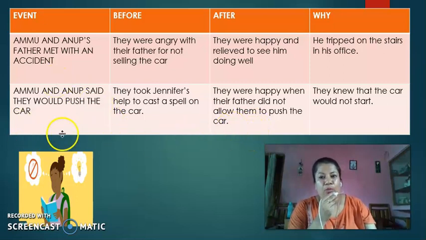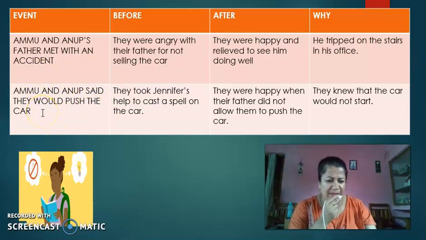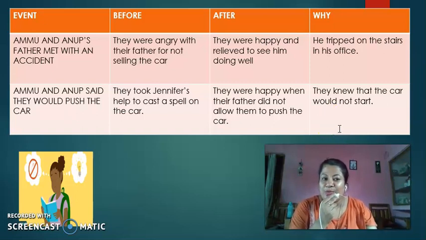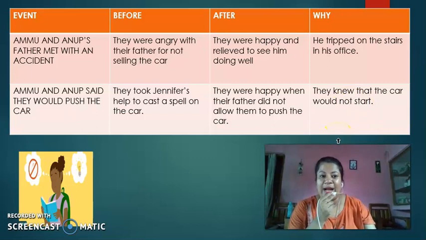Now, why did they offer to push the car? Do you think they really were interested in pushing the car? No, right? They knew that the car would not start. They were 100% sure that the magic spell would work, and so they were just pretending that they wanted to push the car and they wanted to go to school in the old car so that their father would not suspect that they were up to mischief. So they knew that the car would not start, and that's why they offered to push the car.